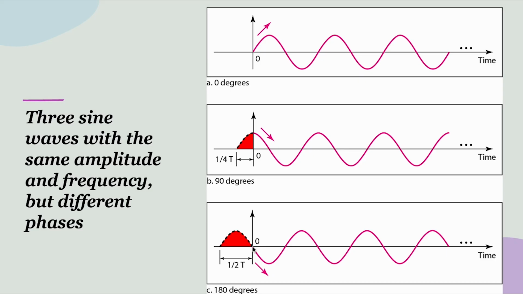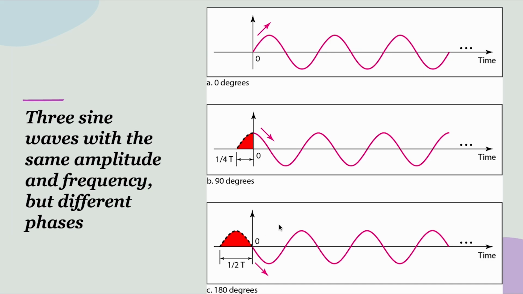Then the third sine wave indicates that the value is 0 at time 0, so the amplitude is 0, but now it's actually moving in the downward direction when it is crossing 0 versus moving upwards. So this is considered as a phase shift of half T, or 180 degrees.